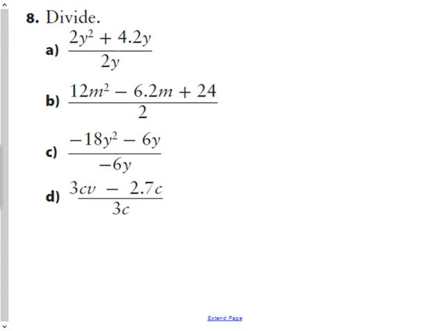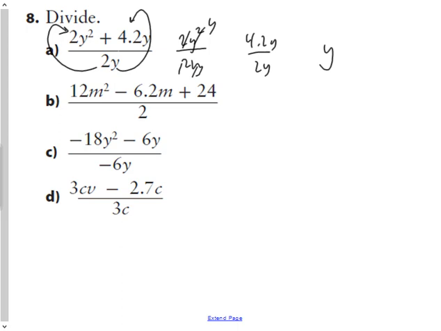Question 8, divide. Since it doesn't say which method, I'm assuming everybody will use the distributive property. So I'm going to write the first thought out. Every one of these terms is going to be divided by 2y. So 2y squared divided by 2y is the first thing I think about, and 4.2y divided by 2y is the second thing. When I do this, I end up with y. When I do this, I get a positive 2.1. So the solution is y plus 2.1.